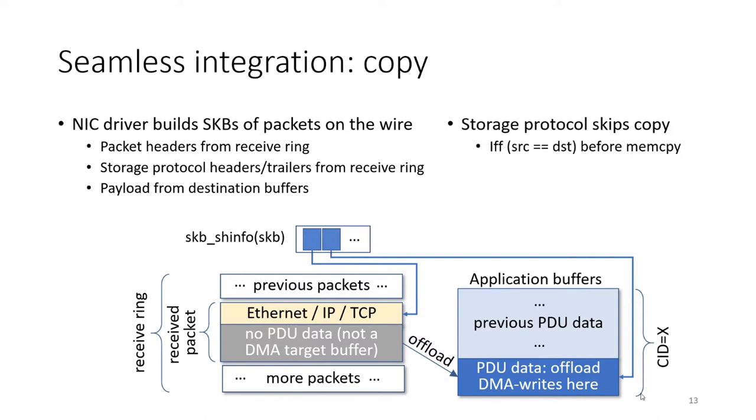Now, to perform the offload at the storage protocol layer, so NVMe TCP, for instance, we need to skip the copy. And the way we do this is that at the storage layer, the copy is skipped if the source buffer and the destination buffer are the same, as would happen for an SKB that looks like this. A nice property of such a construction of an SKB is that all network stack utilities are completely oblivious to the fact that we perform zero copy here or an offload, as tcpdump can inspect the data and it can manipulate it. It would just operate over the data that's already offloaded and placed into application buffers.